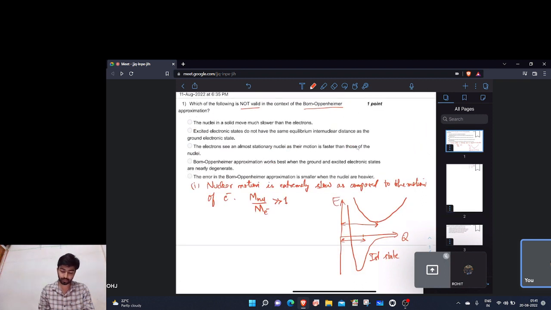The third says that the electrons see an almost stationary nuclei. Yes, that is true, because of again the same reason, that the mass of nuclei with respect to the mass of electrons is extremely large.